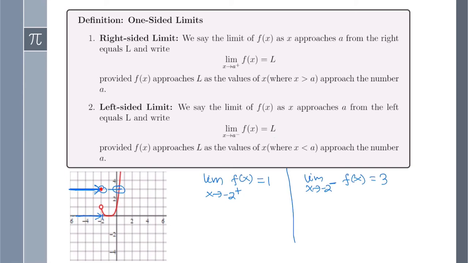So this means at -2, the left hand limit is 3, and when x approaches -2 from the right, the right sided limit is 1. So that's what one sided, left side limit and right side limit means. Now, why is this important? We'll see that in the next graph here.